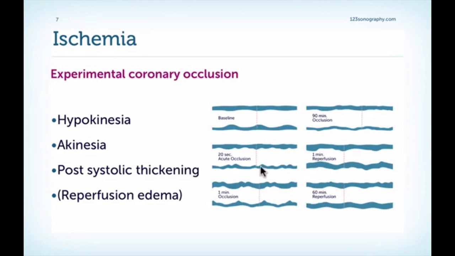The occluded artery was the right coronary artery, and what you see very early on is that we have hypokinesis of the inferior wall, but not only that, but we also have delayed contraction after aortic valve closure. This is also called post-systolic thickening. With further duration of occlusion, we have more and more hypokinesia until the segment is finally akinetic. If we reperfuse the segment, we see a thickening of the wall, which is caused by reperfusion edema.